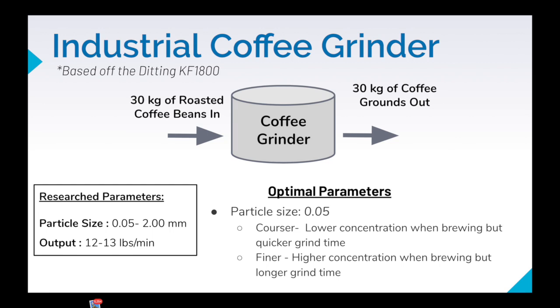This is far more beneficial when considering the chemical process that coffee beans go through in the roasting machine before grinding. When the beans are roasted, they release coffee oils that give them their unique flavor profile. The diffusion of oils into the brew would be more efficient if the surface area is increased, that is, grinding the beans to approximately 0.05 millimeters to 2 millimeters. Therefore, it benefits us to use the smaller particle size. The Ditting KF1800 was chosen as a model because it fit the particle size parameters and was able to output 12 to 13 pounds per minute.